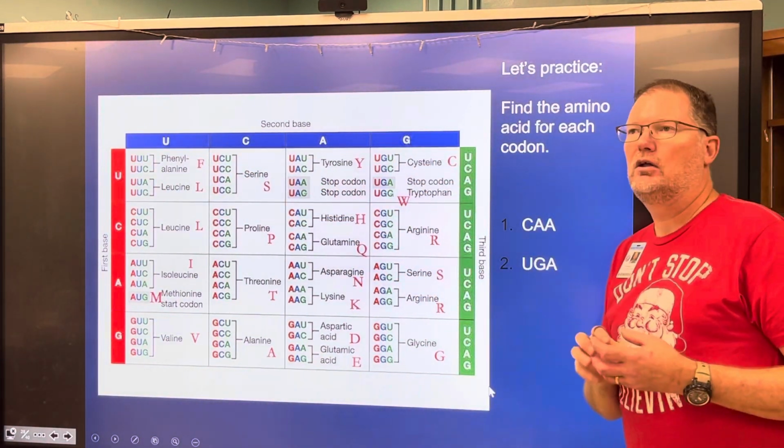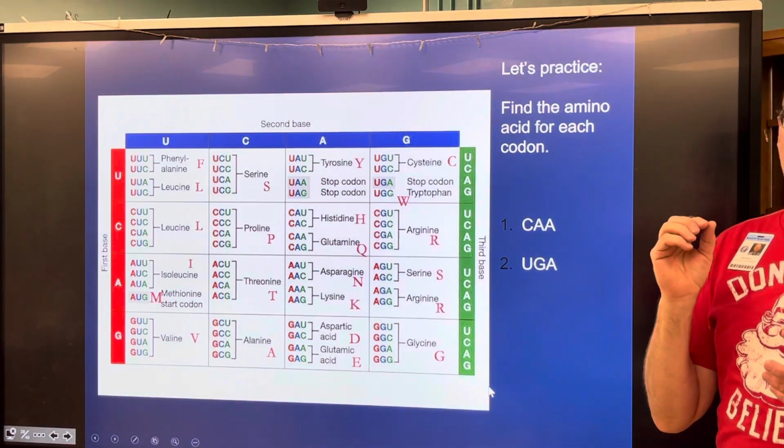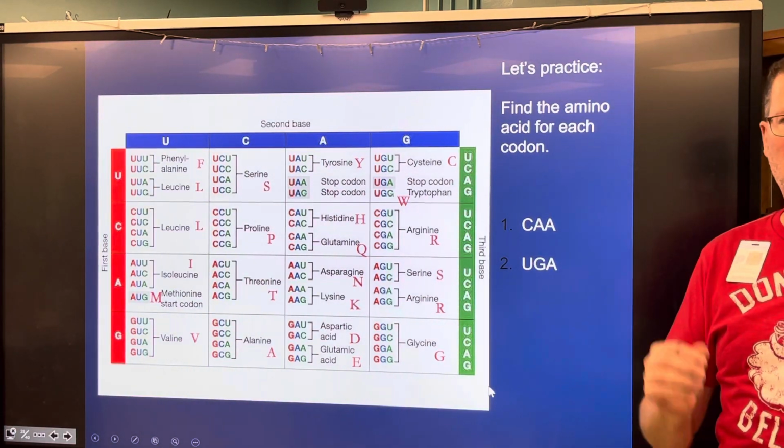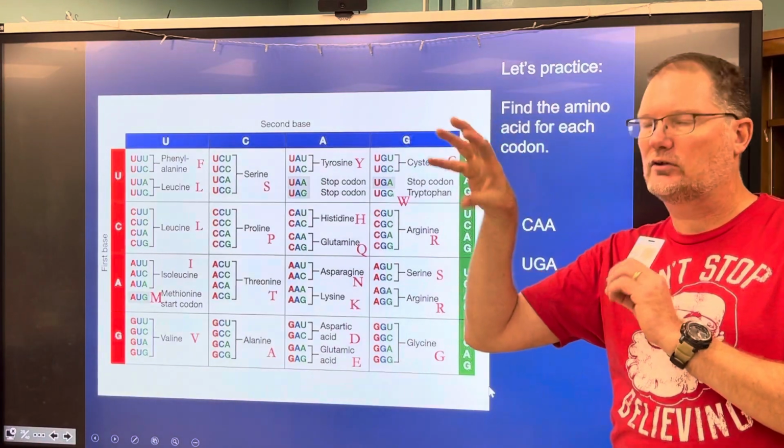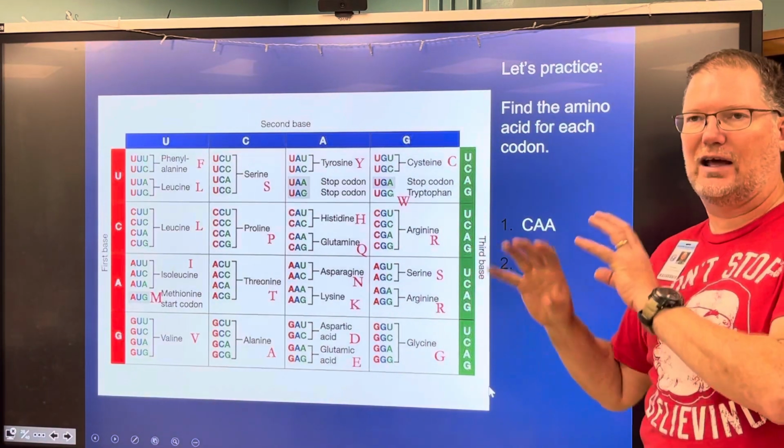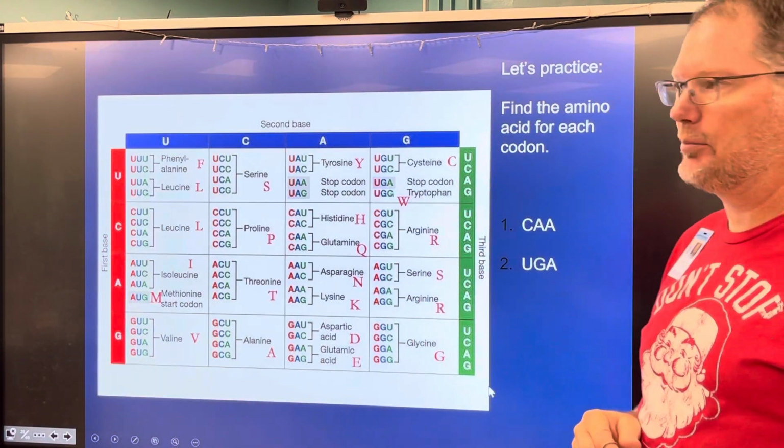So that's going to tell the transcription in the nucleus, translation for the proteins outside. It's going to tell translation to stop.